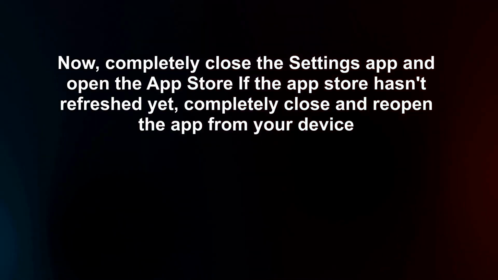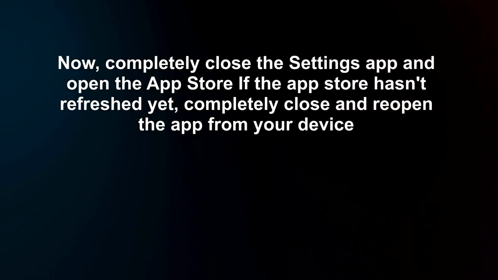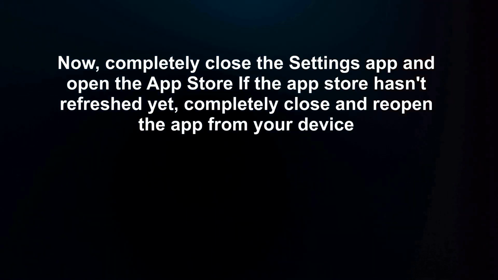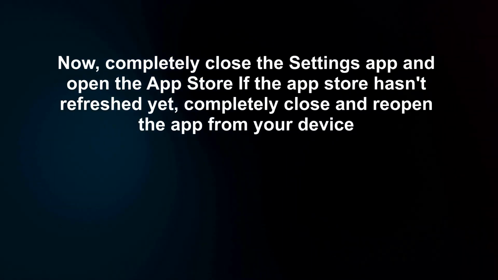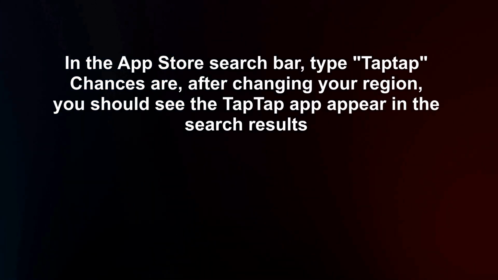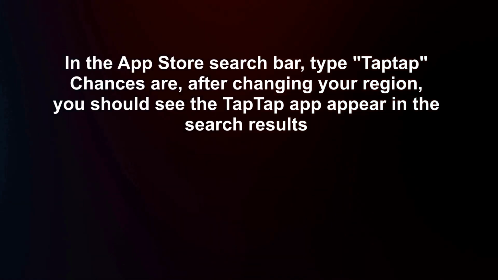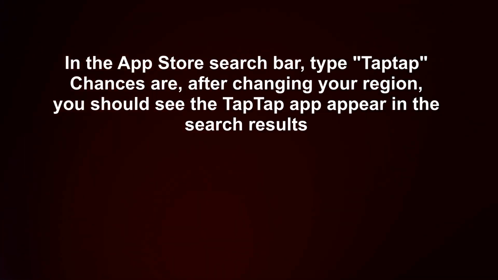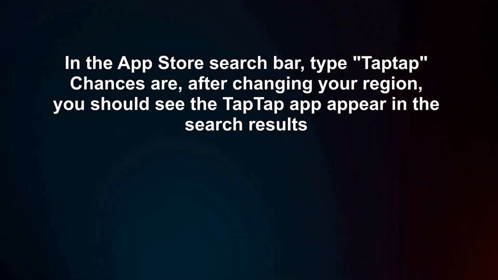Now, completely close the Settings app and open the App Store. If the App Store hasn't refreshed yet, completely close and reopen the app from your device. In the App Store search bar, type TapTap. Chances are, after changing your region, you should see the TapTap app appear in the search results.